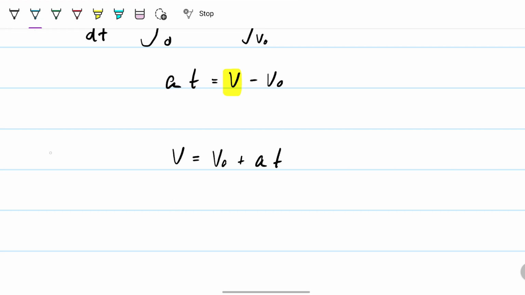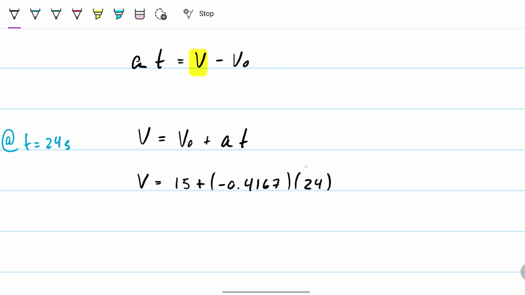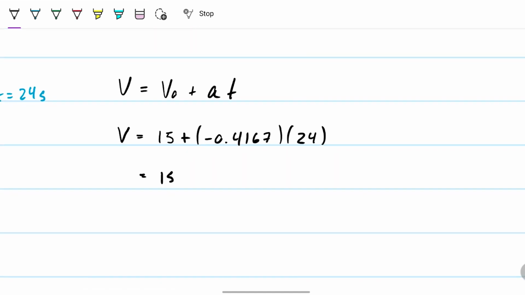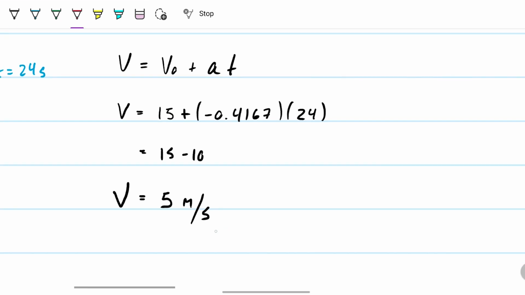We know everything we need to know here, right? So if I want to find out what is at t equals 24, which is exactly when she crosses the red light, all I need to do is velocity will be equal to my initial velocity, which is 15, plus my acceleration, which we know now is negative 0.4167 times the 24. And if you recall, we just literally divided by 24 on the previous step. So this is going to turn out to be my 10, right? So this is going to be equal to 15 minus 10, and therefore my velocity equals 5 meters per second. So that's the velocity when she is crossing the red light exactly.